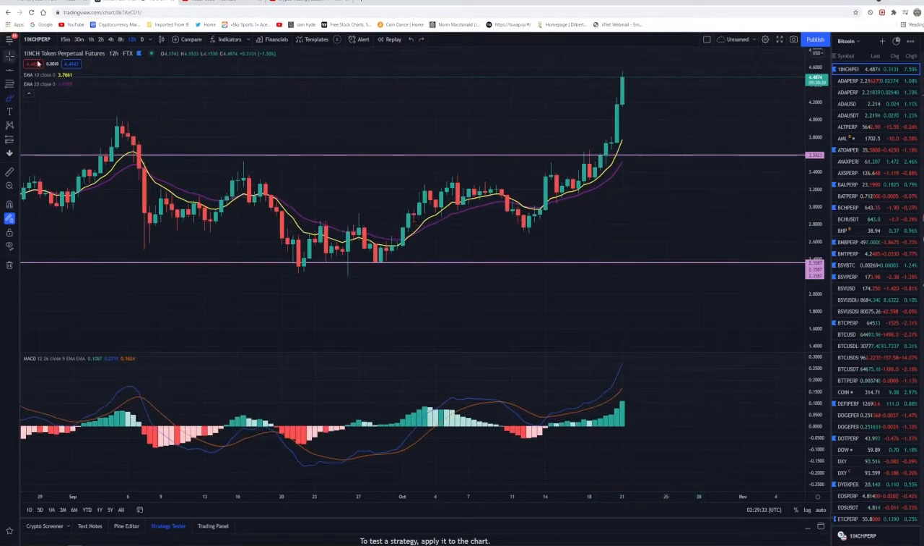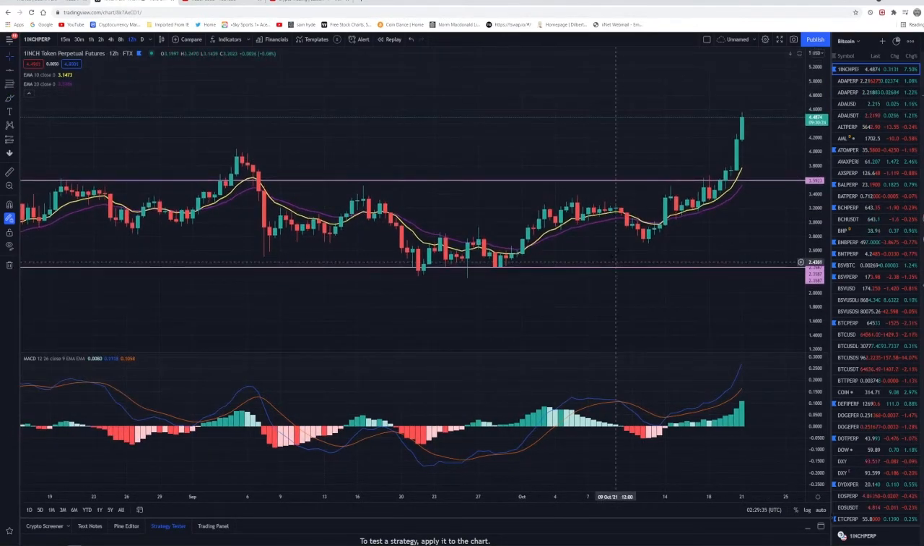Oops. See, this is kind of just gone straight up. We need to have it come back down, go back up again, come back down, go back up again. That's the sort of conditions we want to see.